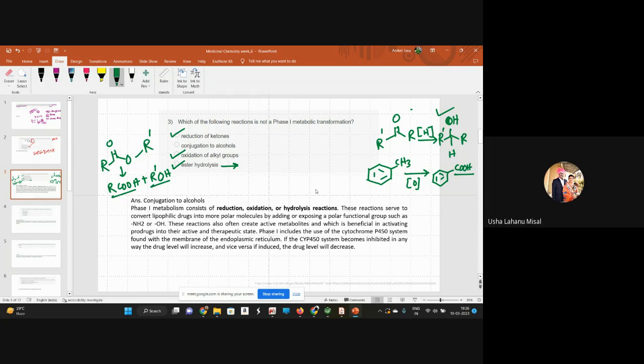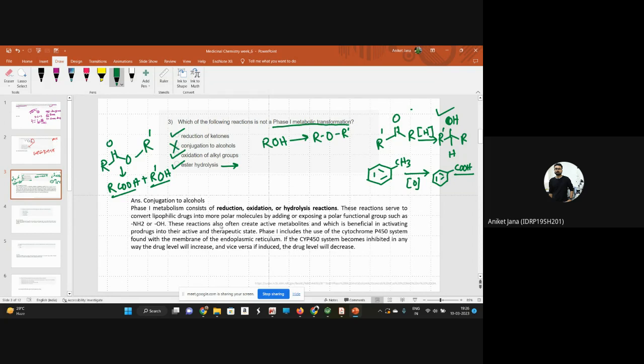Phase one reaction. Yes, definitely these are the phase one metabolic transformation. But in case of conjugation of alcohol, we are starting from the alcohol, the more polar one, and we are ending up with a conjugated product. Means O, then another group is there. So this is basically transforming to a non-polar group. So this is not a phase one metabolic transformation.